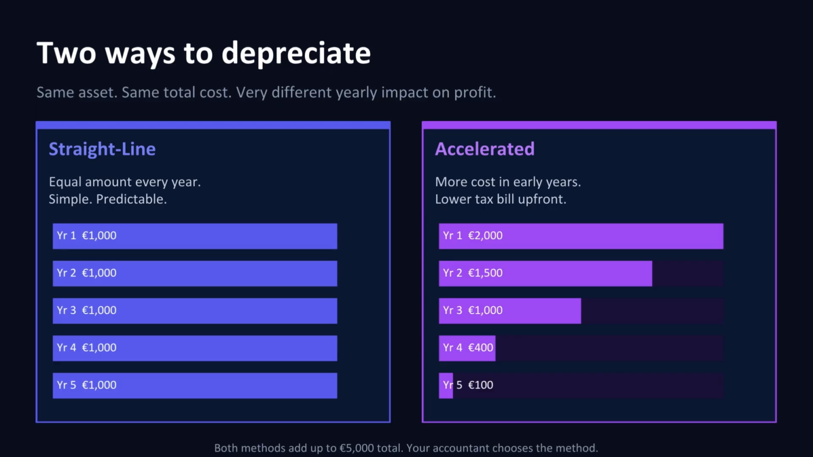your business. Straight line is the simple one. You expense the same amount every year. Predictable, easy to track. Accelerated depreciation front loads the cost. You take more expense in the early years and less later. This gives you a lower tax bill upfront, which can be useful for cash flow. Both methods add up to the same total over the asset's life. The choice is a tax and accounting strategy decision. That's what your accountant is for.